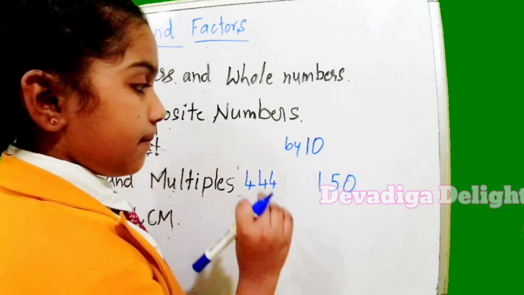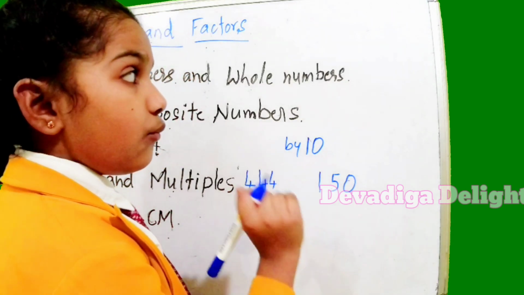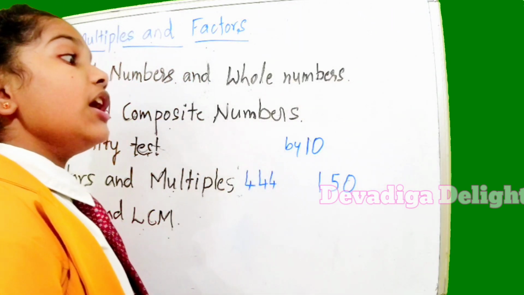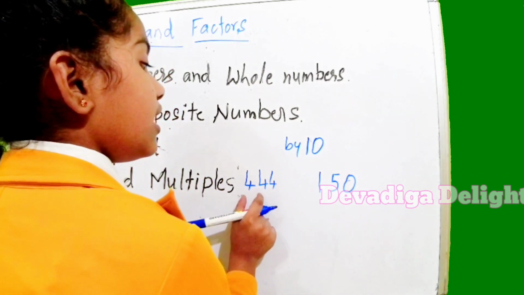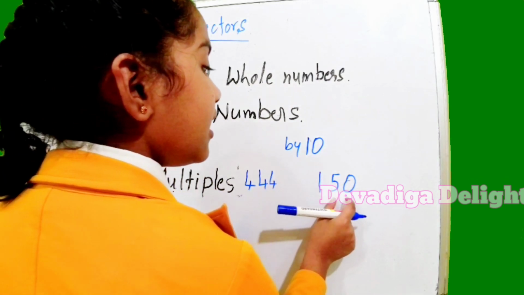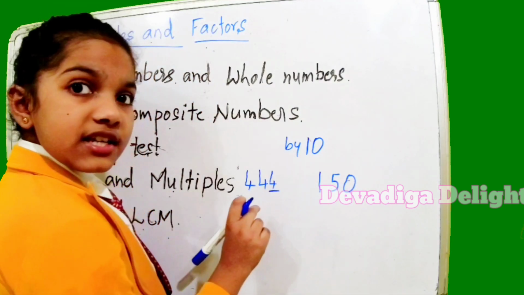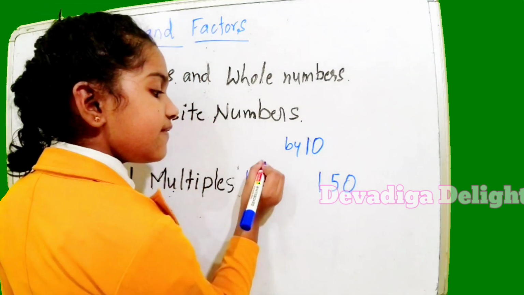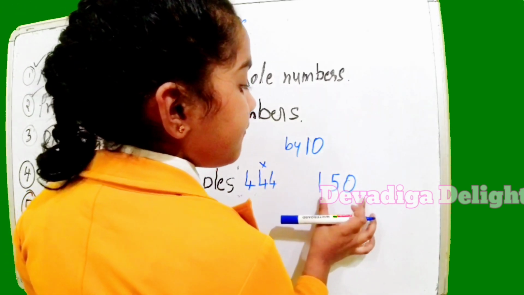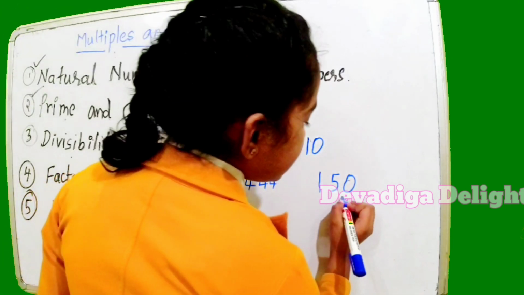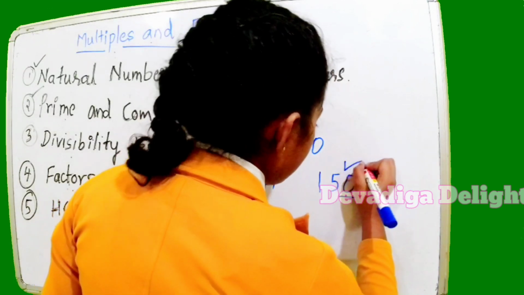In the divisibility test by 10, you have to see the ones digit or the units digit. It should be 0. We have taken two examples, 444 and 150. In 444, the units digit is not 0, so this is not divisible by 10. And in 150, the units digit is 0, so this is divisible by 10.